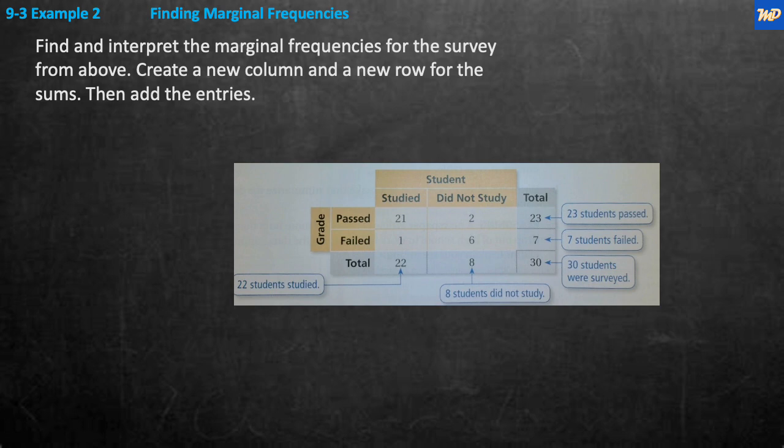So now, example 1. Find and interpret the marginal frequencies for the survey from above. Create a new column and a new row for the sums, and then add the entries. So what they want you to do now is, this is the table here that was from the above. I'm going to see if I can mark it here, and I'll mark it in red so it's easier to find. Okay, so the table from above was right up here, right? All of this area here.